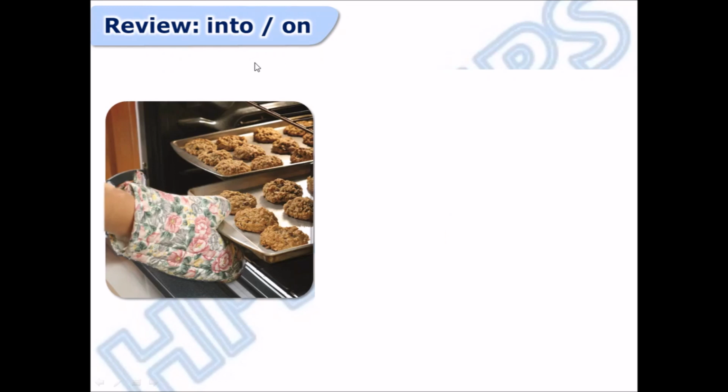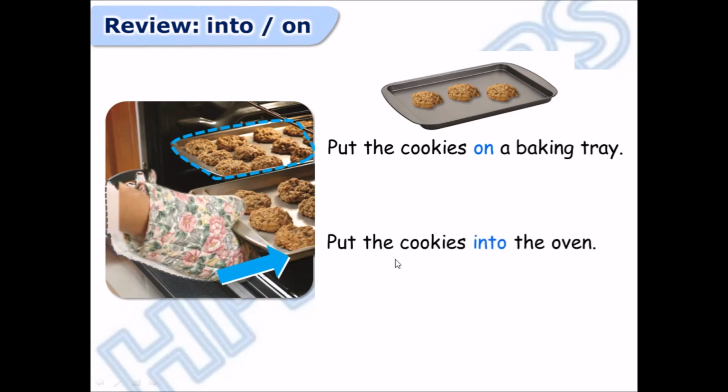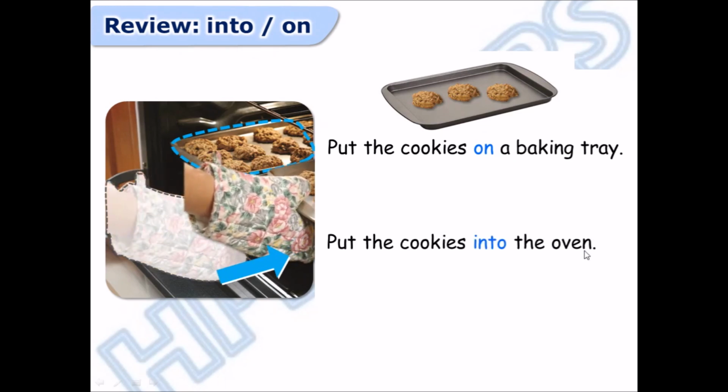Let's review the prepositions we have learned: into, on. Where are the biscuits? They are on a baking tray. You can use the action word put to complete the sentence. Put the cookies on a baking tray. Put the cookies into the oven.